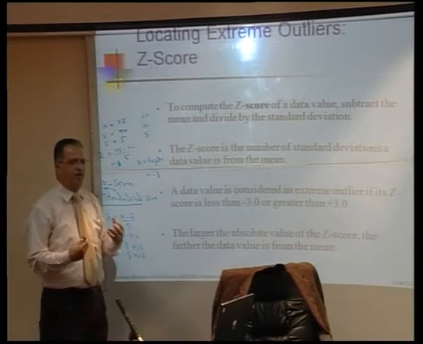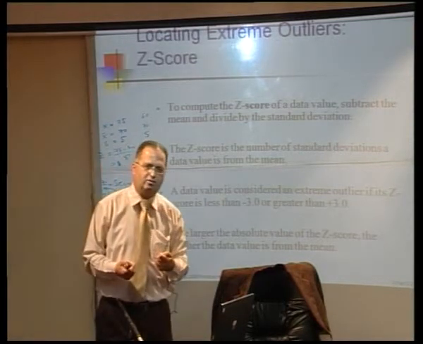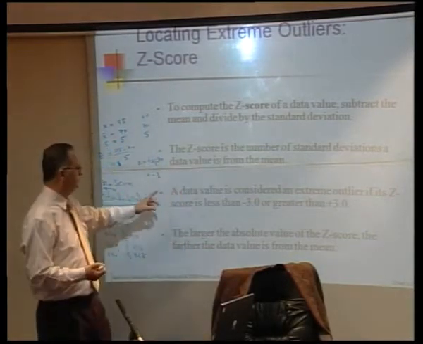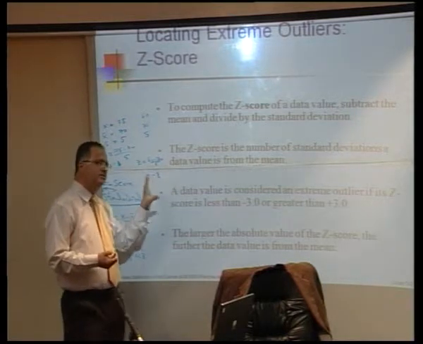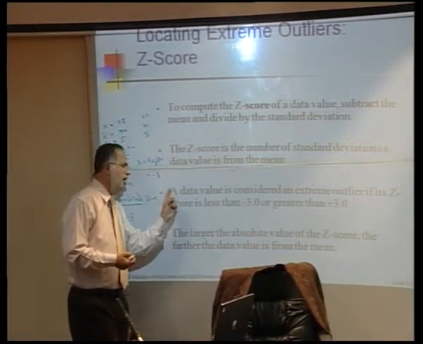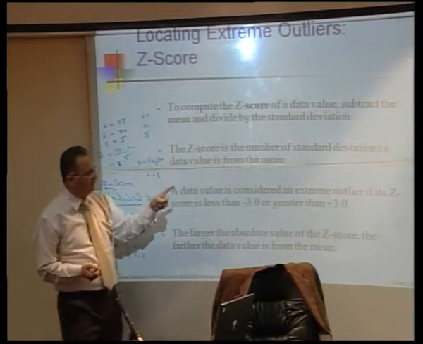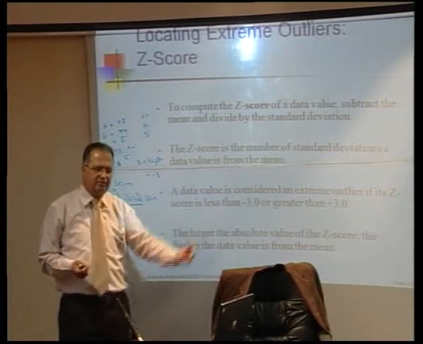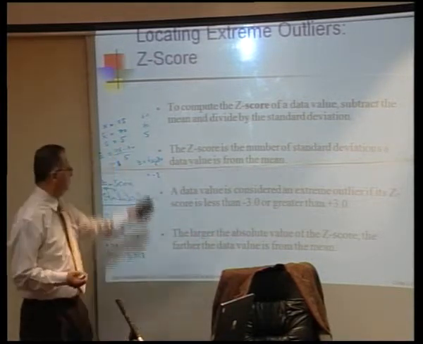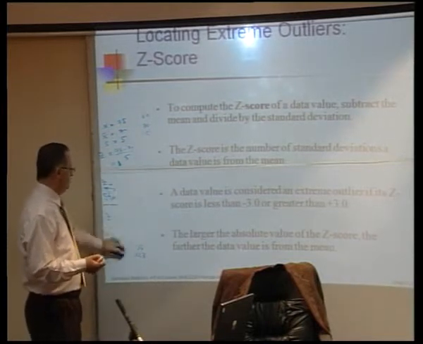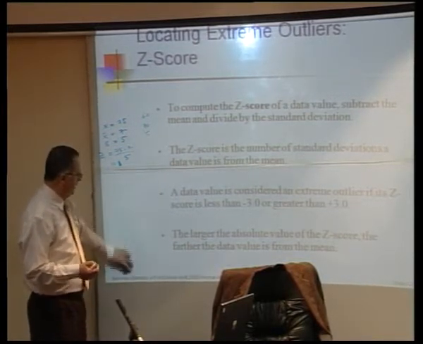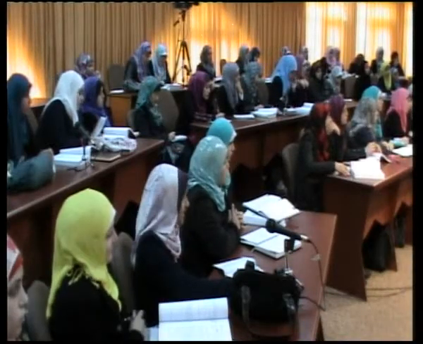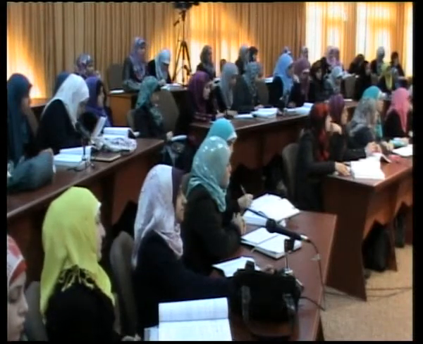Next, now we are looking to locate extreme values. I mean, if you want to examine if the data is an outlier or not. Now the rule of thumb, a rule in general, is a data value is considered an extreme outlier if its z-score is less than -3 or greater than 3. So suppose you compute a z-score for a data point, and the z-score, for example, for this one was 1.